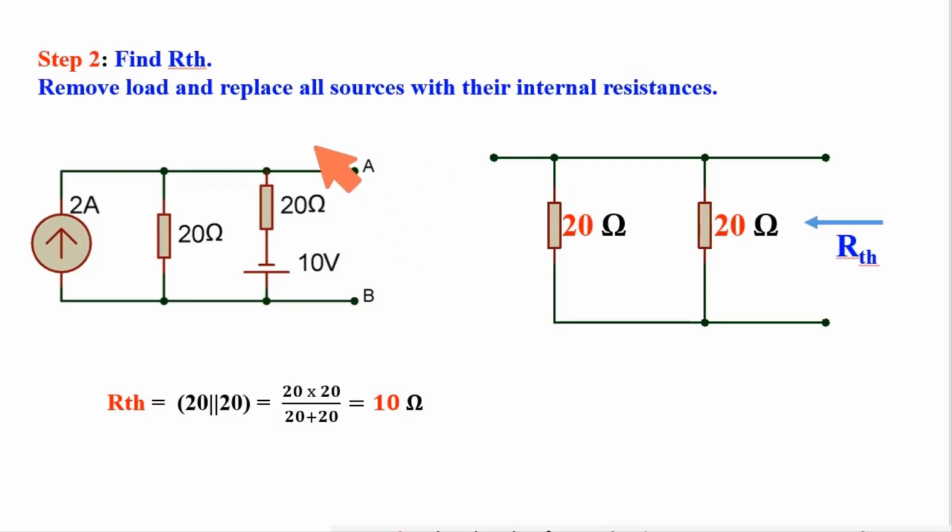Now to calculate RTH, this is the main circuit, this is the position for RL. This voltage source will be shorted, and the current source will be open. So ultimately this is the resistance combination to get RTH. It is very clear that here 20 ohm and 20 ohm are in parallel. If we start walking in this direction, we get two paths. One is 20 ohm, another is 20 ohm. Ultimately these two paths meet at a particular point here. So this 20 and 20 are in parallel. After this parallel calculation, I got RTH is 10 ohm.